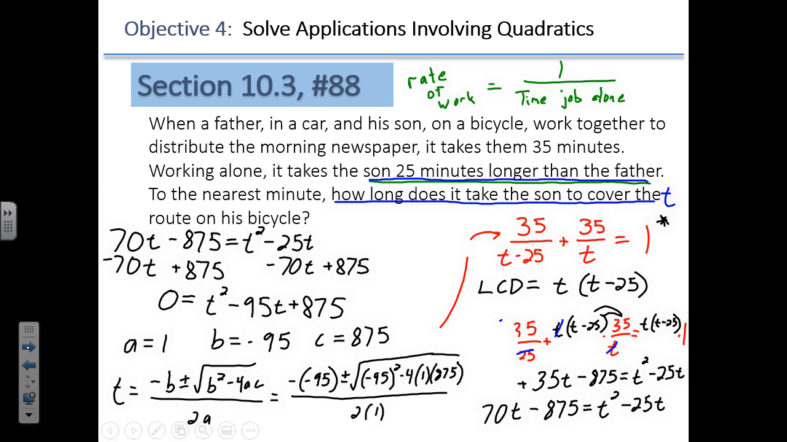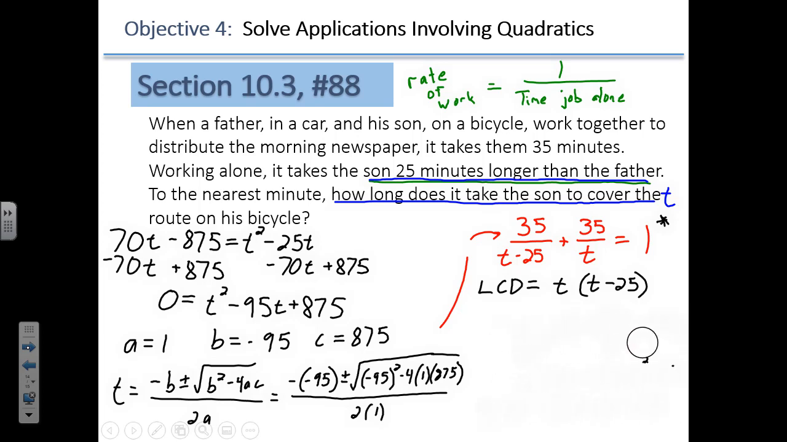And you can type that into your calculator. Be careful, you're going to get two solutions here. One of them is positive and one of them is negative. The negative one, of course, doesn't make any sense. But the positive one that you should get is you should get a t-value of 84.67 minutes. Or in other words, it takes the son about 85 minutes to do the job on his own. And we've solved the problem.